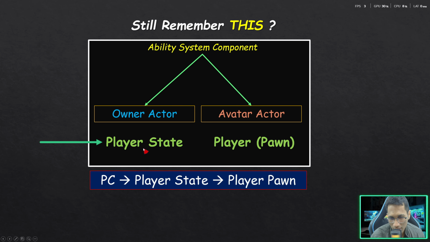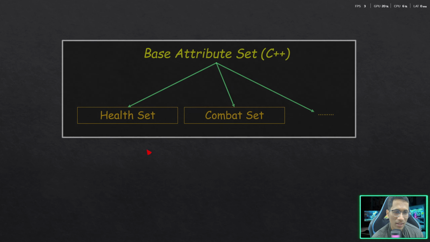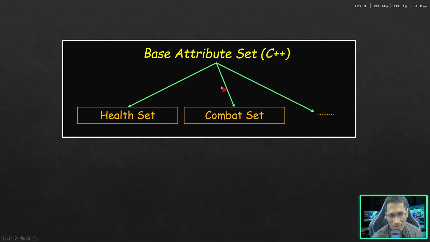That means your attribute sets will live on the player state. Based on this information, let me get one thing clear: we will derive a base attribute set class in C++. As usual, like we are doing in every situation, we are deriving a base class, and from there onwards we are defining the child classes as per our design and the game. So you will create a base class, and from there derive all sorts of attributes, be it your health set, stamina, mana, combat, all kinds of attributes that can be influenced by the abilities and effects.